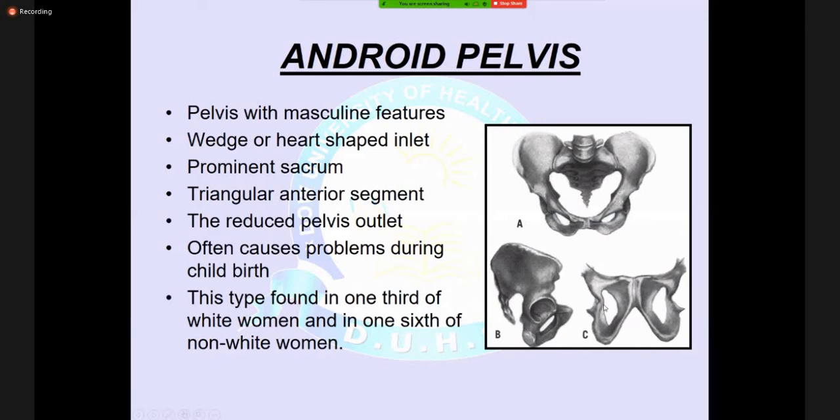The walls are much greater. The pubic angle is much shallower. This is a pelvis that is found in a third of white women and in a sixth of non-white women.